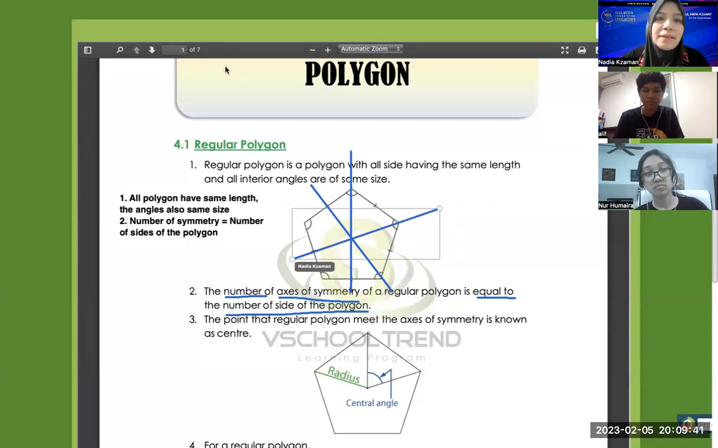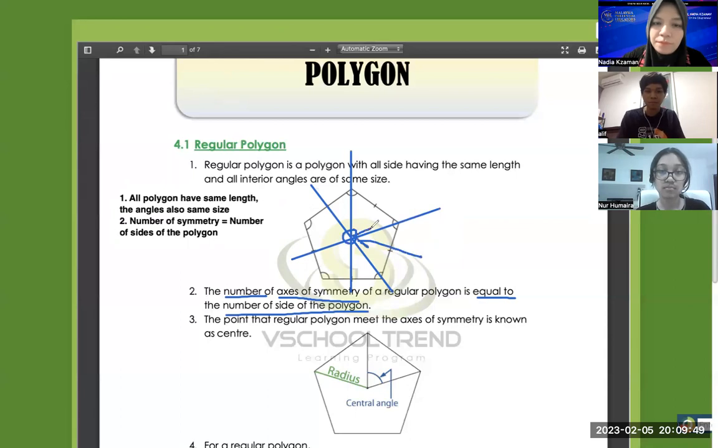So you can see that it meets at one point. So this point is called the center. The angle that is created here is the central angle. In terms of radius, as in a circle, from the center to the end point, we call it the radius. So as here, are you okay? Yep. Okay, so I'm going to clear this up.